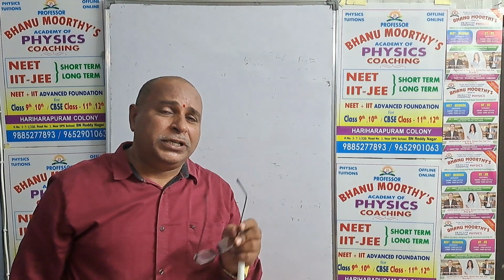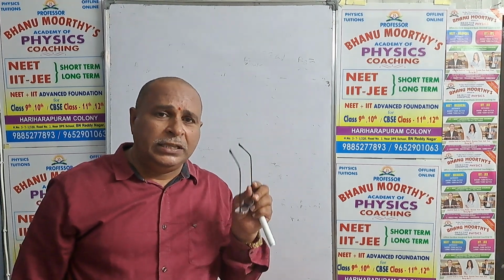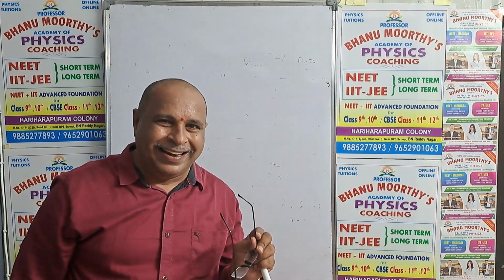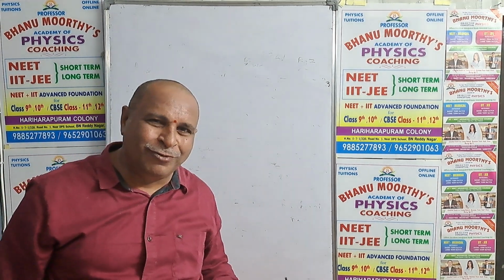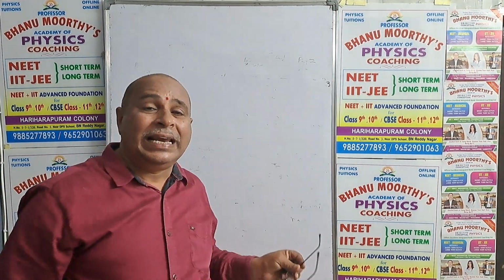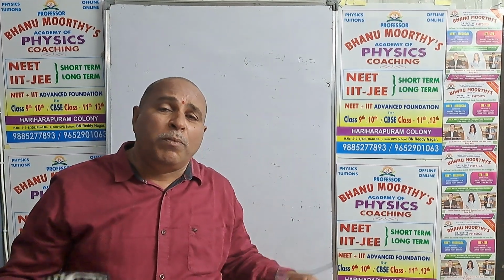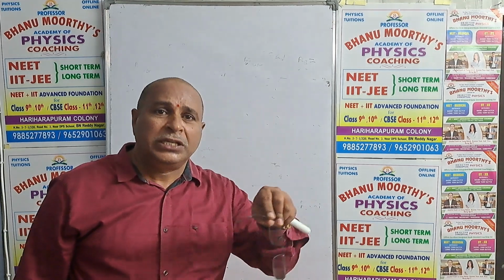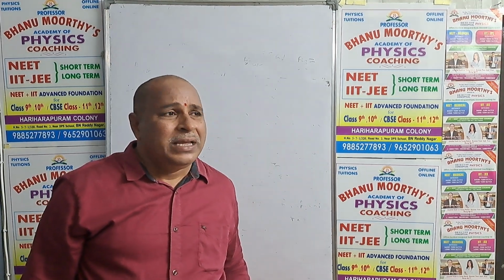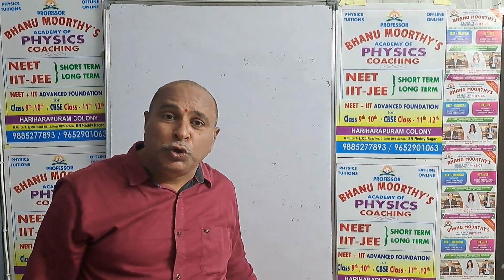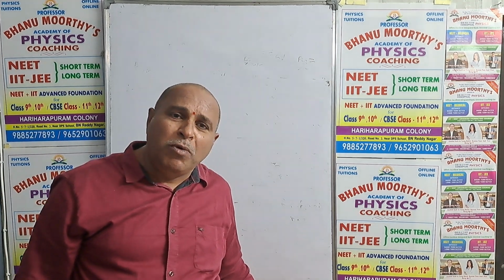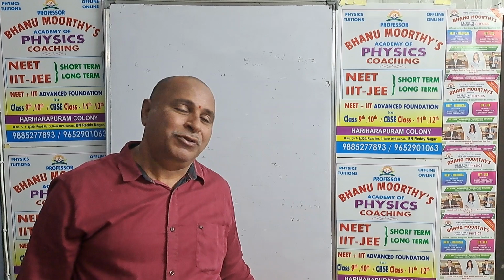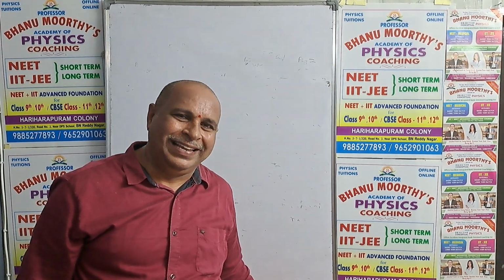I want to project one more point here. In current electricity, nearly 40 to 50 models are there. This is one of the models, only one model I projected. Like that, 40 to 50 models are there in this chapter. So if you join this institution, then each and every model we can discuss in detail. Once you get the confidence level, you can solve each and every problem clearly.